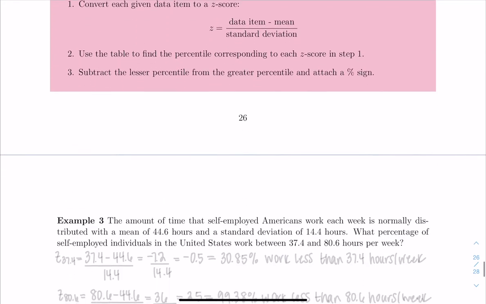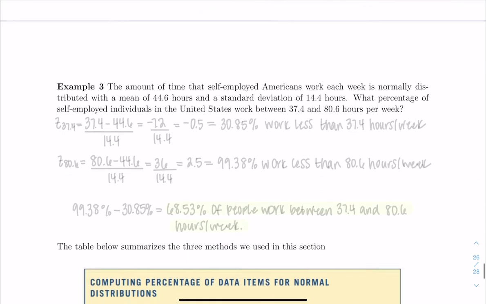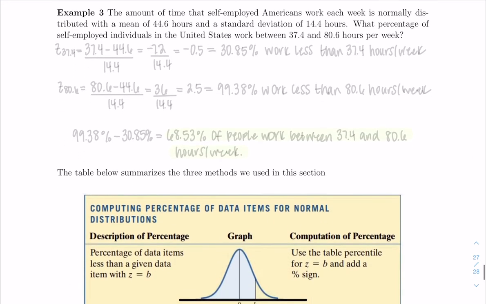The amount of time that self-employed Americans work each week is normally distributed with a mean of 44.6 hours and a standard deviation of 14.4 hours. What percentage of self-employed individuals in the United States work between 37.4 and 80.6 hours per week? So first we need to find the z-score for both of these data items.